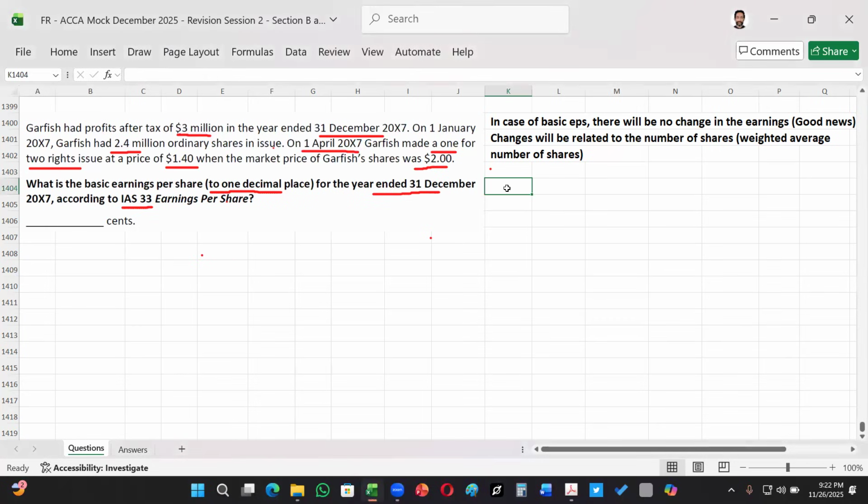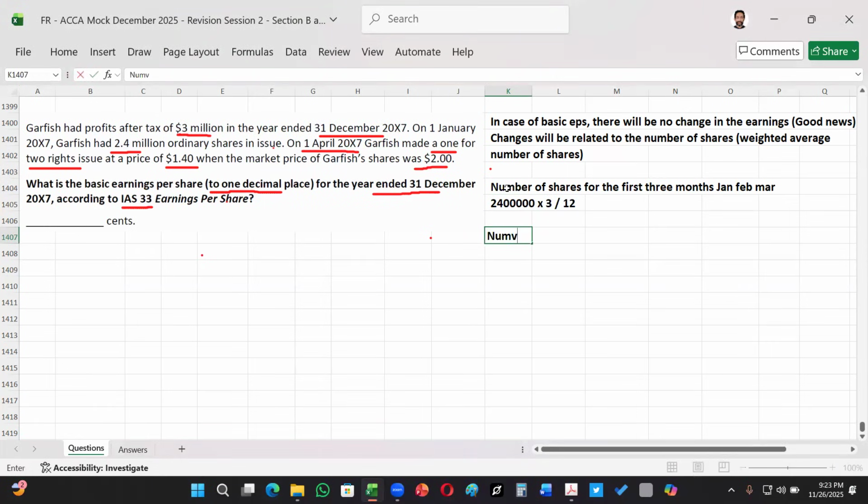So we have the number of shares for the first 3 months, that is January, February, and March. These number of shares were 2.4 million. So let's write the total value, 2.4 million, and we simply multiply that by 3 by 12. This would make your job easy. So this is the first part that we do.